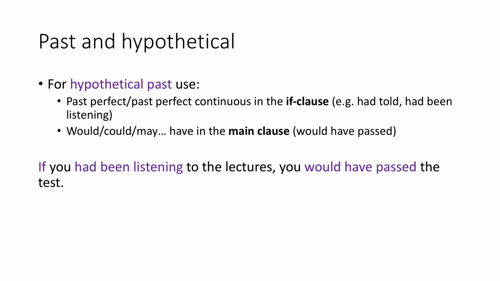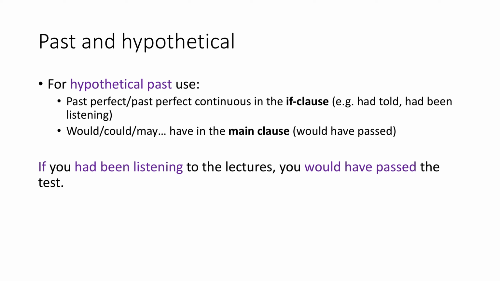Now, here's an example. If you had been listening to the lectures, you would have passed the test. Now, I'm going to explain why this is a hypothetical past situation. I'm going to start with reality. The reality is that this person was not listening to the lectures, and they did not pass the test. So we are talking about something that happened in the past. It's over. Now we are imagining an alternative situation, a different situation.